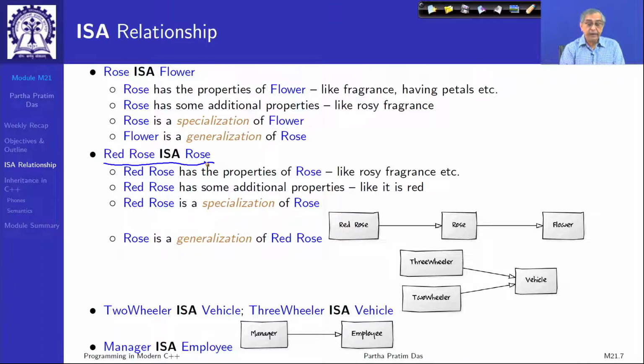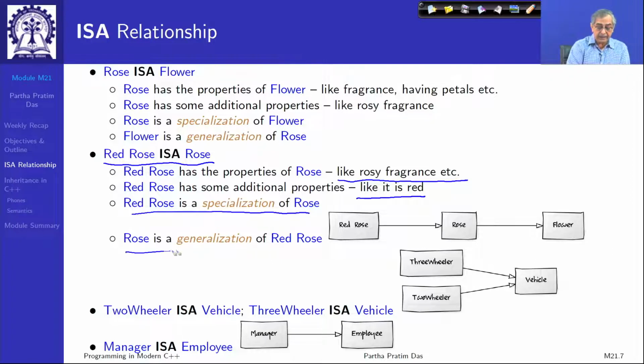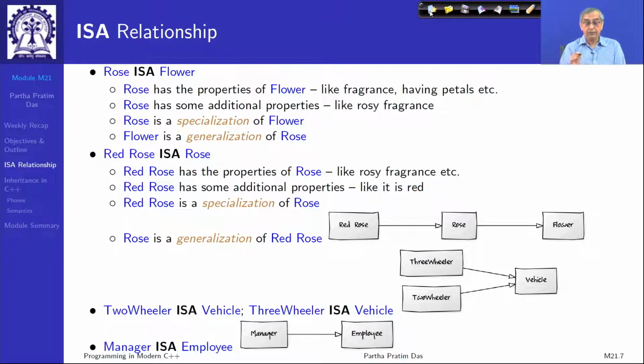So, we will say that red rose is a rose which has properties of the rose including the rosy fragrance, but it has an additional property that its petals are necessarily red. Again, rose is a generalization of red rose, and red rose is a specialization of rose. That is how it goes, and we diagrammatically often represent this to make the understanding easier.